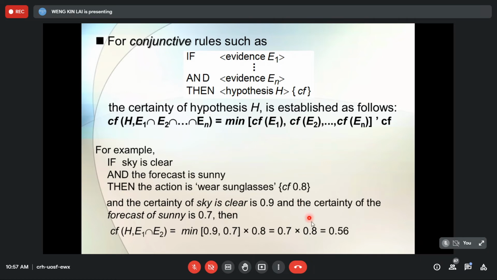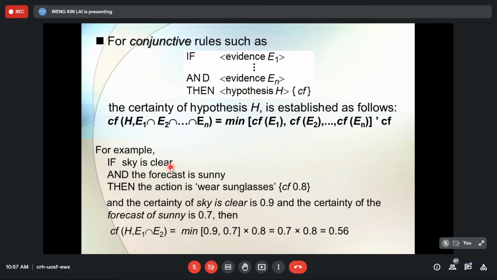You can see that as a result of these evidences, this has reduced. Now, how did this come about? Why do I not straight away use 0.56? Because this value is given by the expert based on just that particular event happening. So you ask them, what's the chance the sky is clear today? It's 0.9. So the evidence is 0.9. The forecast is sunny. How reliable is that? 0.7.